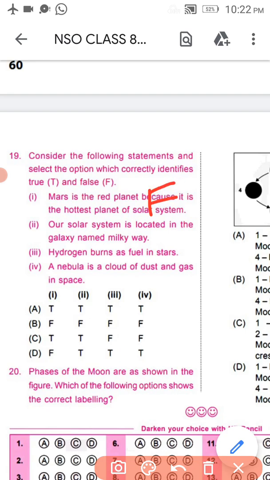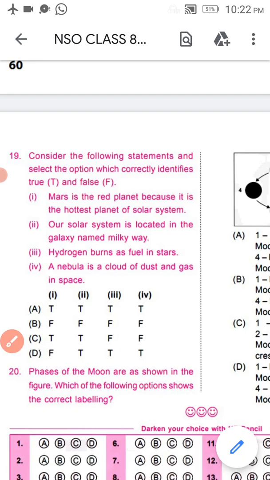Next, our solar system is located in the galaxy named Milky Way. This is true. Hydrogen burns as the fuel in a star, obviously true. The nebula is a cloud of dust and gas in space. This is also true. So false, true, true, true. So option number D is the correct option.